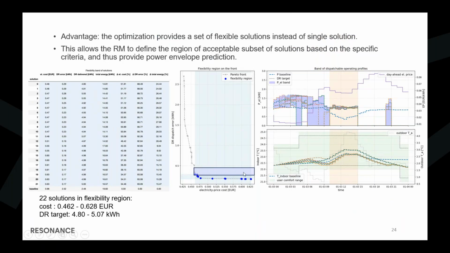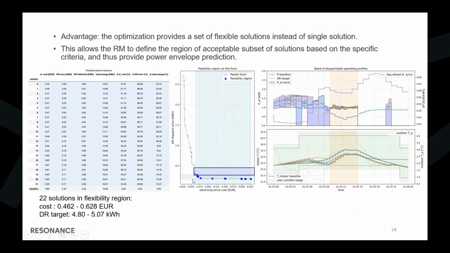So, for example, here we can see this shaded area that's moved a bit. The resource manager can, let's say, based on the requested DR dispatching target, define this region of flexible solutions, right? And then the resource manager, instead of providing just one solution, can provide the whole set of solutions, eventually providing the power envelope, which can then later be turned back to the customer energy manager, or the resource manager can just pick the most optimal solution according to certain criteria.